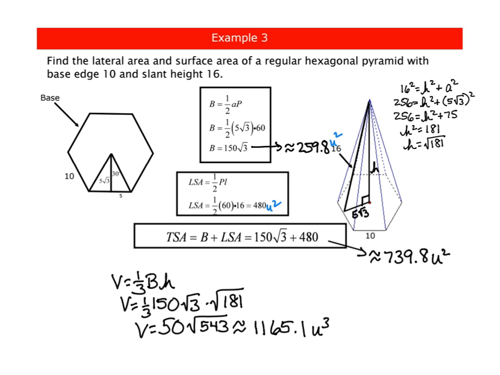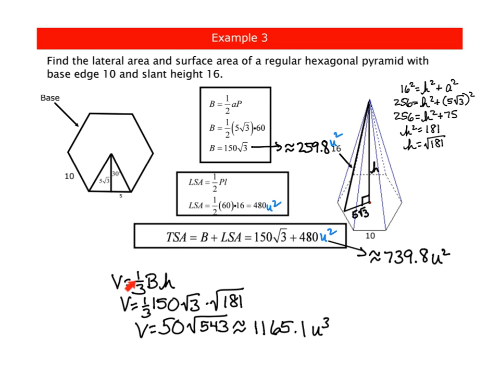Now, plugging into my total surface area, add my base plus my lateral surface area. That's 150 square root of 3 plus 480. That's my exact answer. Again, square units. When I plug into my calculator, I get 739.8 square units.